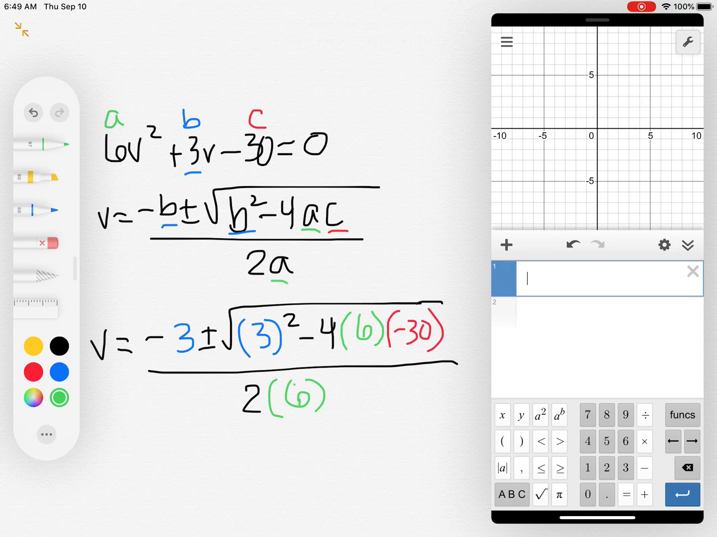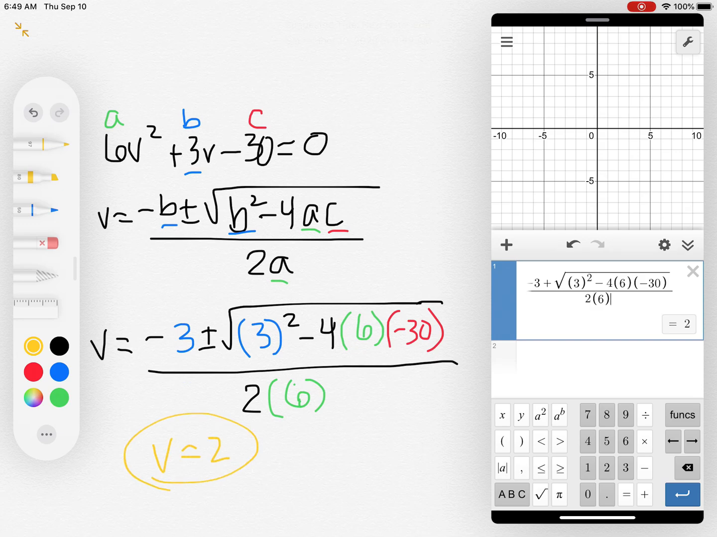All right, we know from here that we can have Desmos do the heavy lifting for us. Let's start with the plus sign version. So once again, to get that big fraction, type in your division sign. Negative 3, we're typing in the top of the fraction, plus square root, parentheses 3 squared, minus 4, parentheses 6, parentheses negative 30. We're done with the top part of our fraction. Click in the gray box to do the bottom part of our fraction, 2 parentheses 6. And Desmos tells us that when we do the plus sign version, one of our solutions is v equals 2.